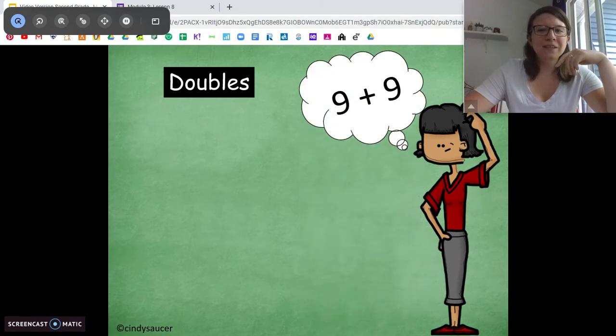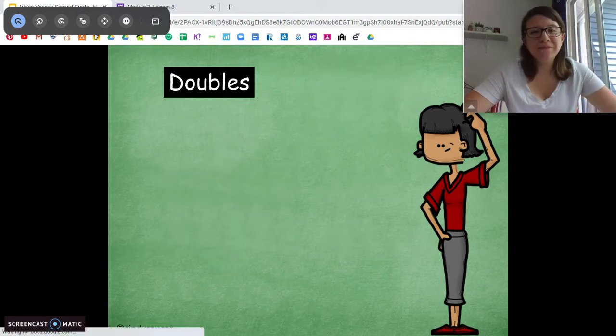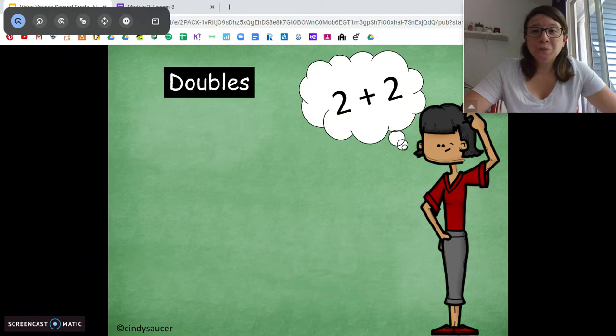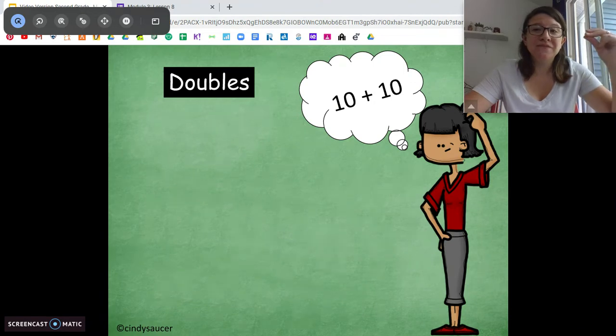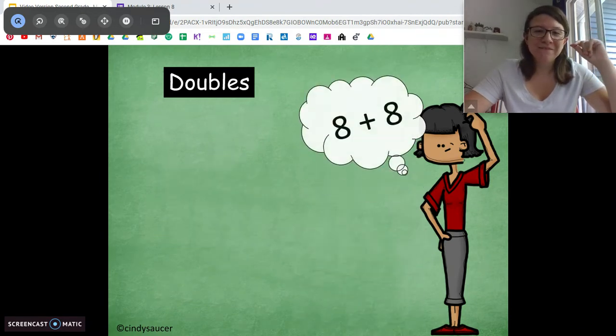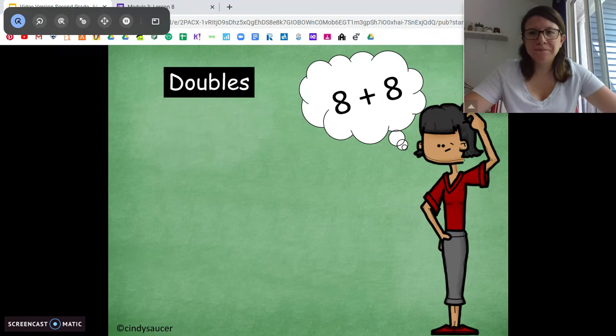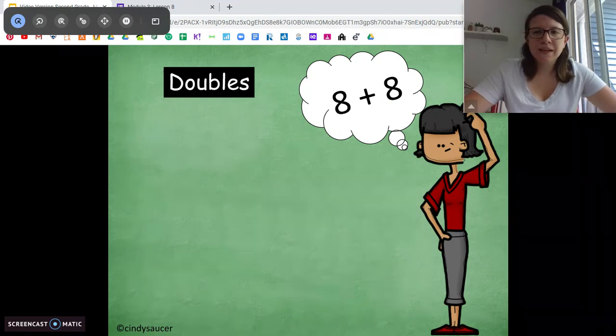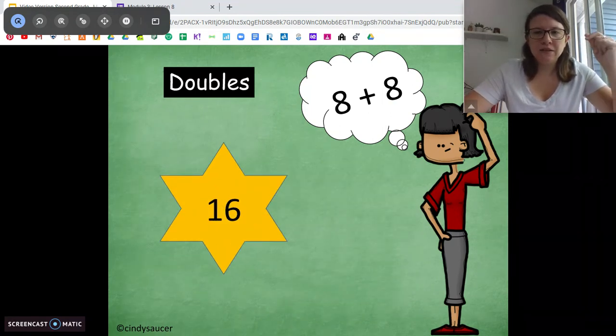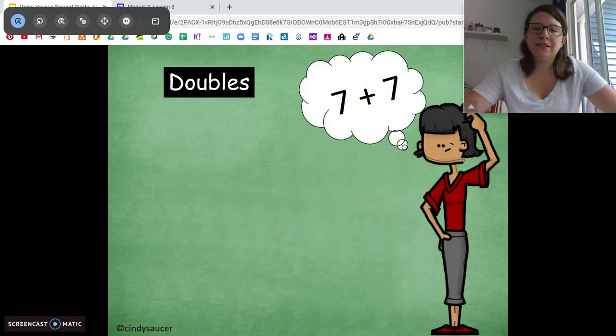Good. 4 plus 4. 8. Awesome. 9 plus 9. Tricky one. 18. Very good. 2 plus 2. 4. 10 plus 10. 20. 8 plus 8. Another tricky one. 8 plus 8 is 16. Very good. 7 plus 7.